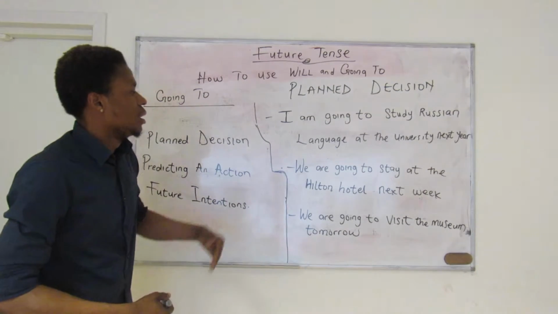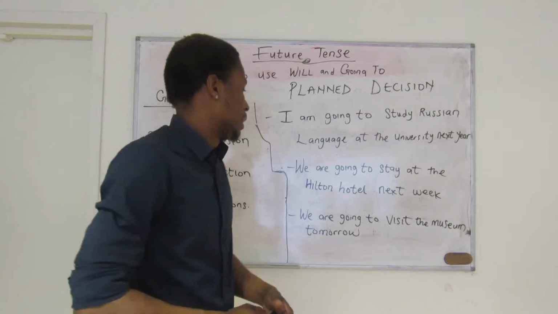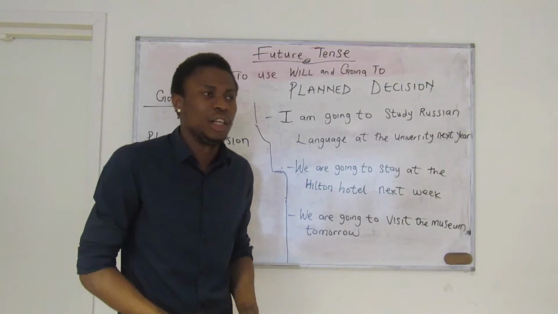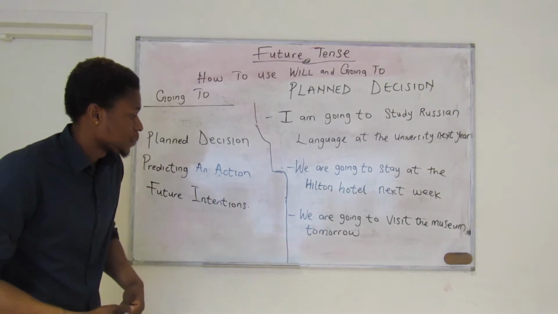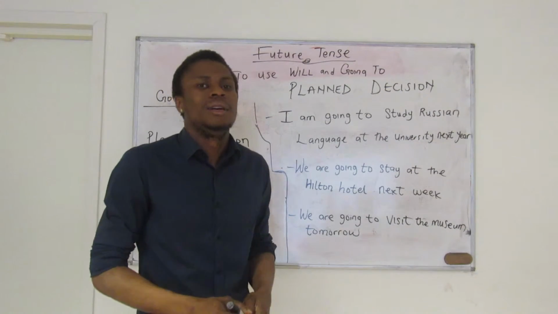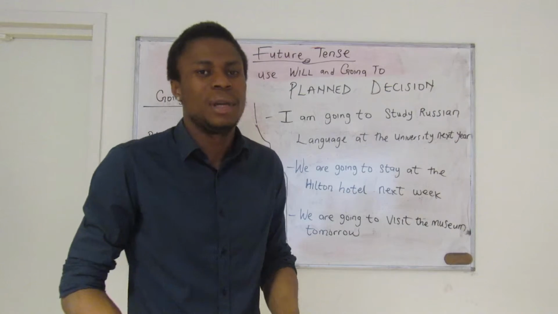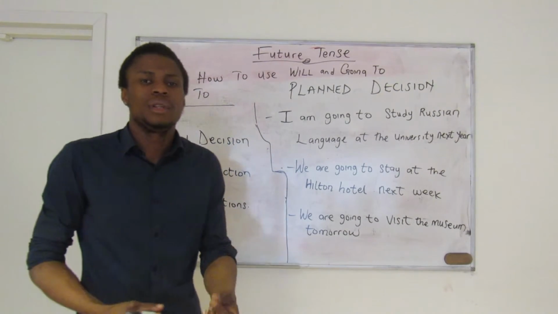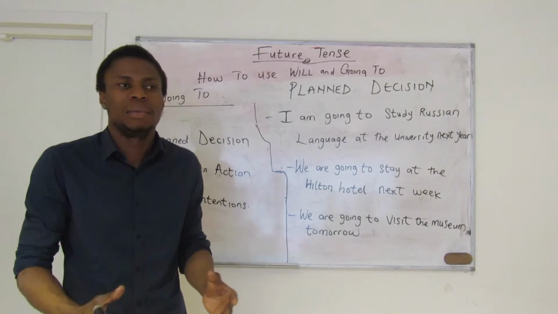The next one. We are going to stay at the Hilton Hotel next week. It's already a planned decision. You are very sure about it. You already bought your ticket. It's decided. The next one. We are going to visit the museum tomorrow. It means we are sure about visiting the museum and we are going there. It's a planned decision. So you always use going to for a decision that is already planned. You already have a complete plan.